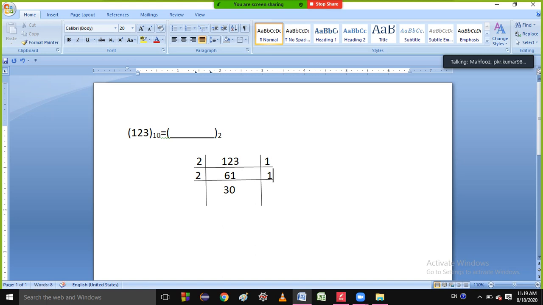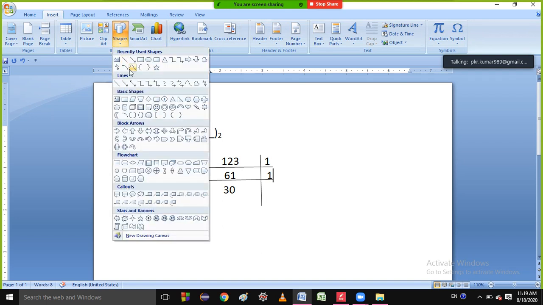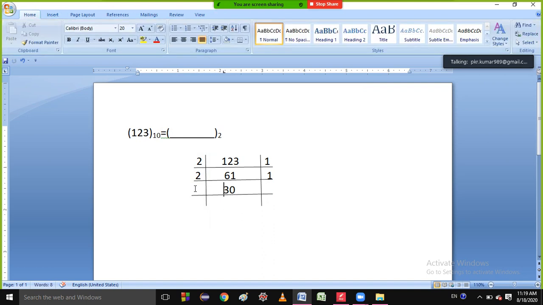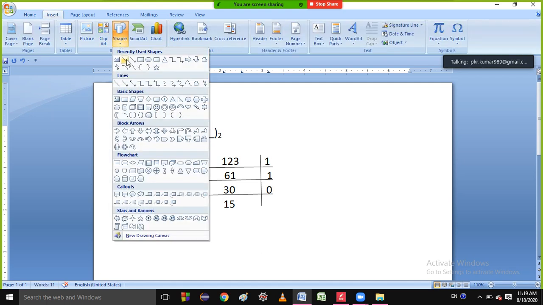very nice. Then again we will divide it by 2, and we will divide, students, until we get the quotient 0. Again divide it by 2. How many times does it go? And what is the remainder? Very nice, very nice. It gives remainder 0.